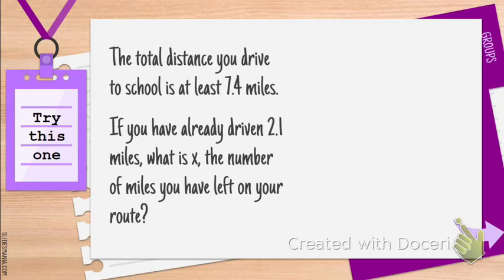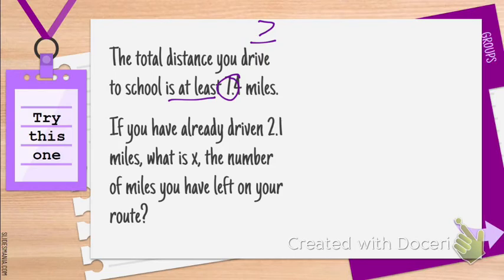So here's your example. The total distance that you drive to school is at least 7.4 miles. That's a very important key word there. At least means greater than or equal to, okay? If you've already driven 2.1 miles, what is X, the number of miles you have left? All right, so what happens here is that in our mind, we read this and say, oh, well, that is a subtraction problem, right? I've already driven a certain amount. I've got to get to this total, and I would subtract to solve it.